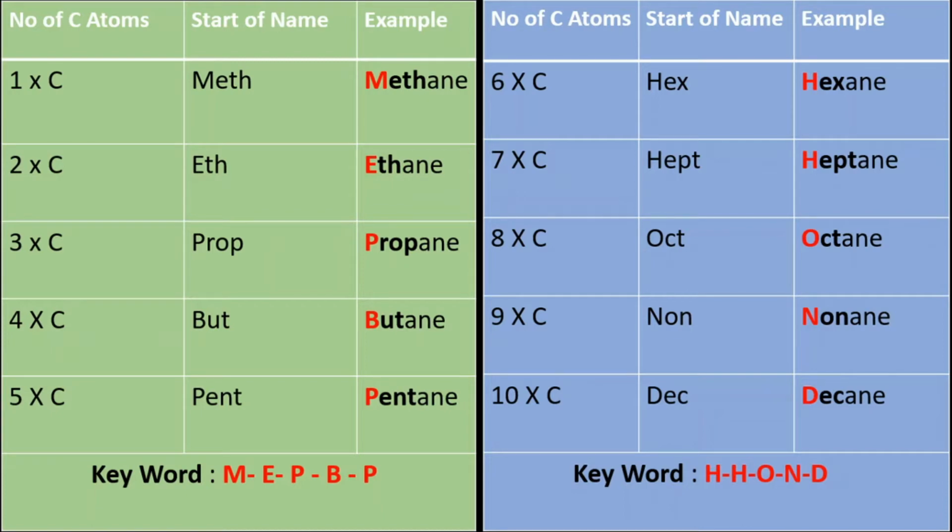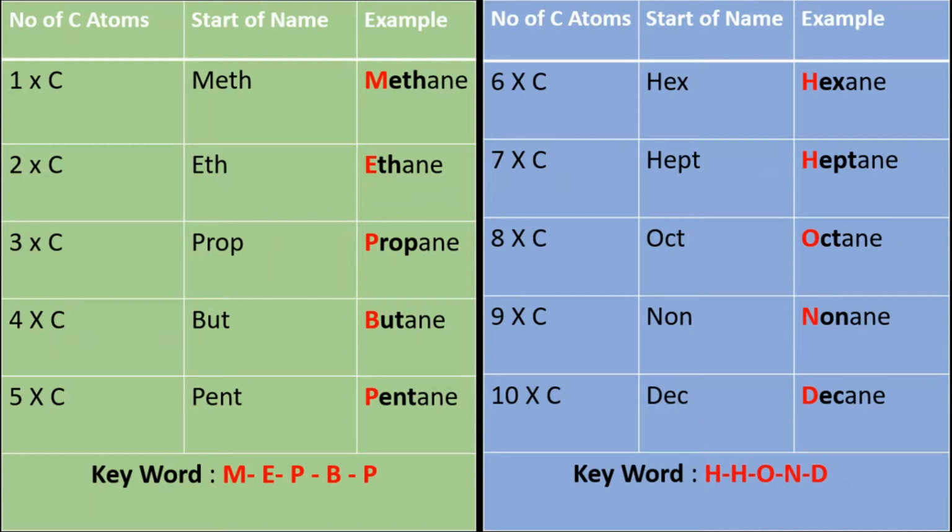MAP-BP. In MAP, the first letter M means meth. The second letter E means eth. The third letter P means prop. The fourth letter B means but. And the fifth letter P means pent.